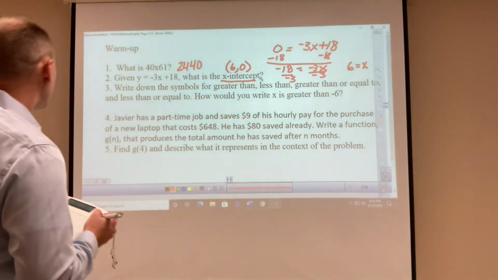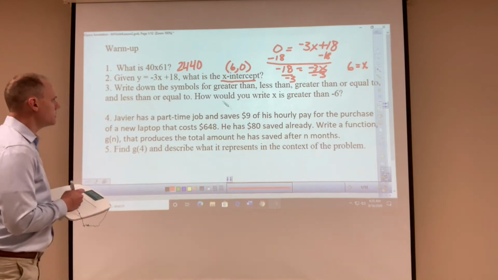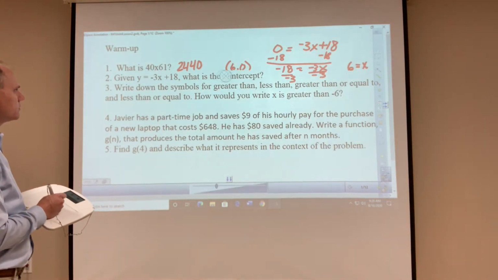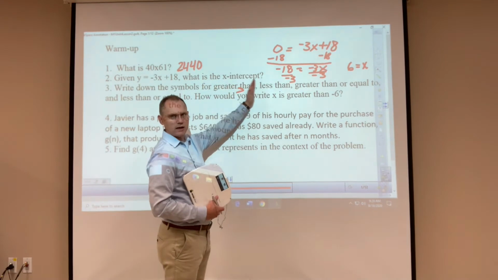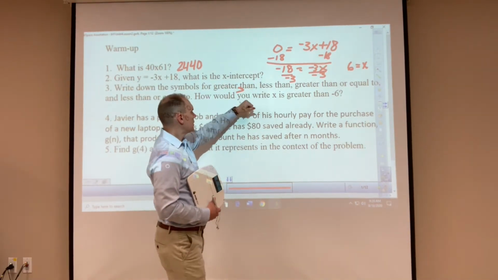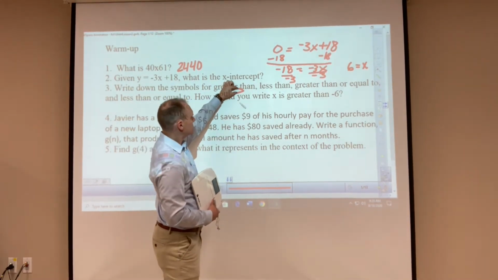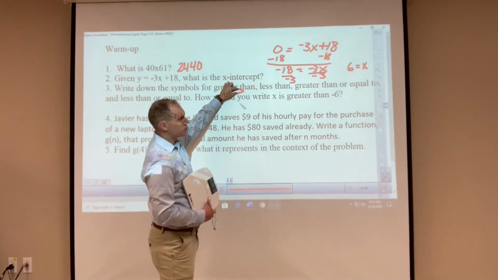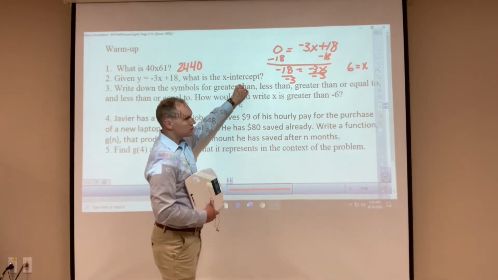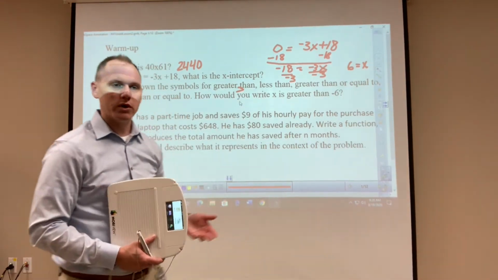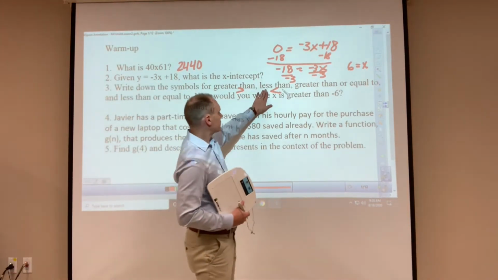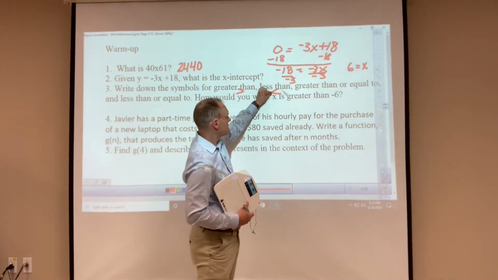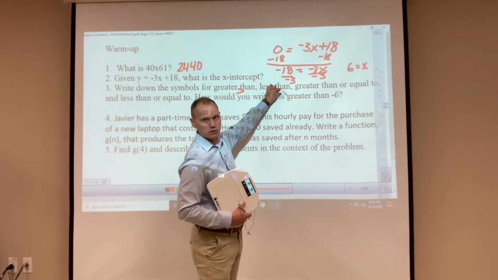Okay? Number 3, write down the symbols for greater than. So greater than, let me erase some of this stuff first. Greater than is that. So you always read it left to right. And so greater than, the distance between these 2 points is greater than the distance between these 2 points over here. And so that's one way you can think about it. Less than, again going left to right. So whatever's over here is less than whatever's over here. Again, the distance between these 2 points is less than these 2 points.